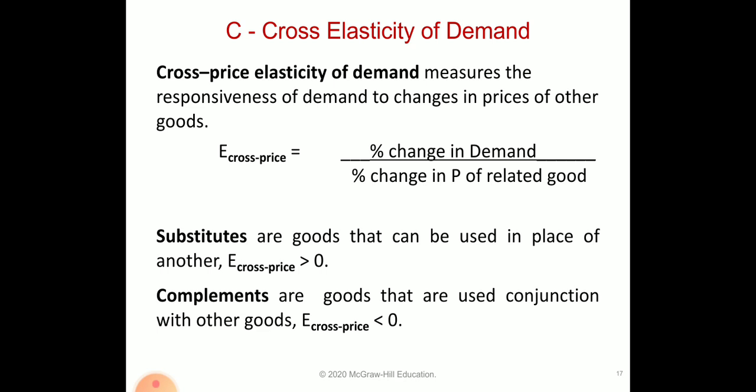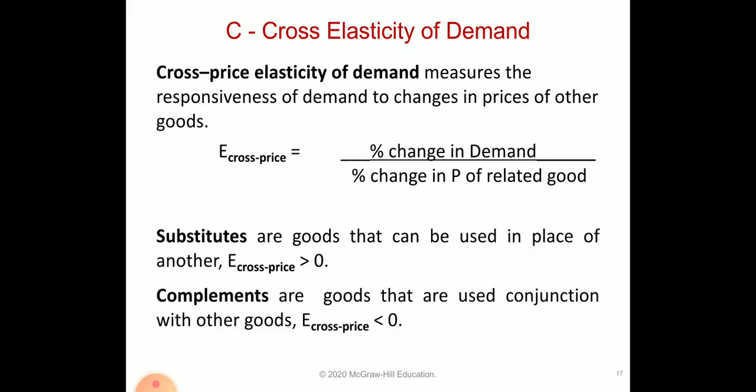Substitutes are goods that can be used in place of another. Complements are goods that are used in conjunction with other goods. So the E cross price here is less than zero. So when I say substitutes, this means the product is elastic. When I say complements, it's inelastic.